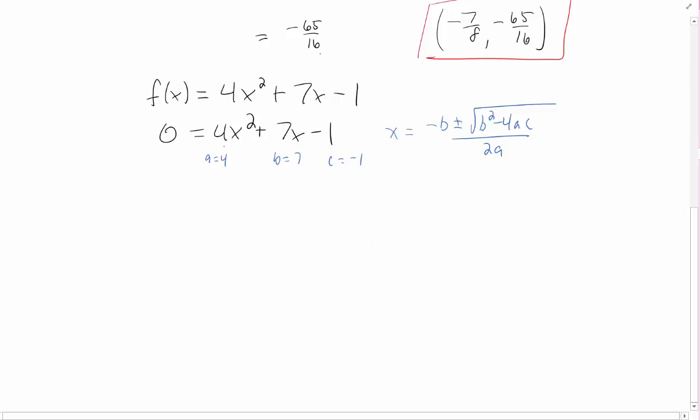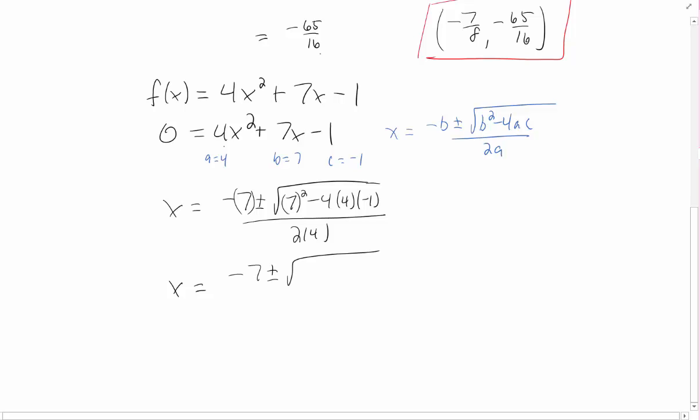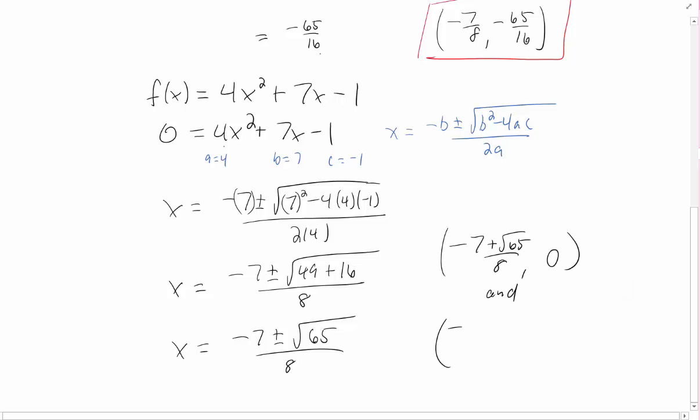We plug those three values into our quadratic formula, we get, and then we need to do some simplification. 7 squared is 49. 4 times 4 times negative 1 is negative 16, but then you have minus and negative, which turns into a plus 16. 49 plus 16 is 65, and I don't think that square root of 65 can be reduced. So we have our two x-intercepts. Negative 7 plus the square root of 65 over 8, comma 0, and the point negative 7 minus the square root of 65 over 8, 0.